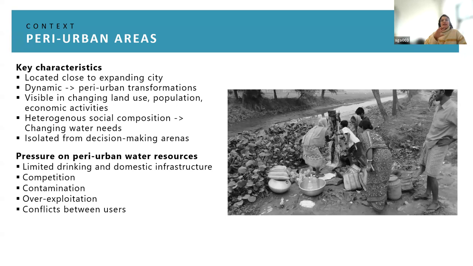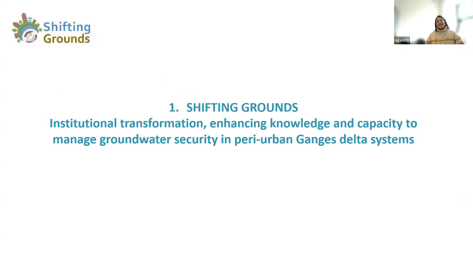The peri-urban transformation has also been shown to cause a variety of issues for local water resources, which includes access issues to water infrastructure, competition over water resources from industries and from cities, but also competition between different kinds of water users within the community, and contamination, both of surface and groundwater. In parts of South Asia that I will discuss today, there's a lot of arsenic, iron, and salinity issues. There's also over-exploitation. As a result of all of these pressures, conflicts have also arisen between different water users over time.